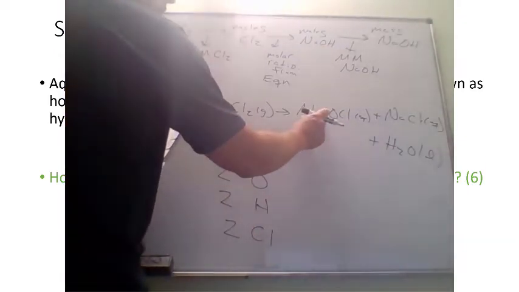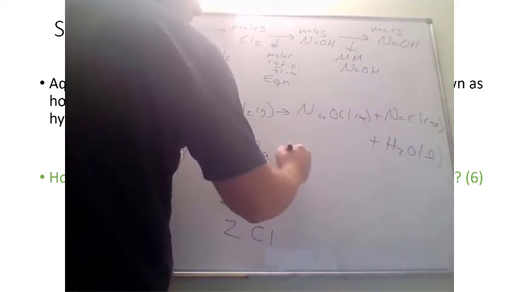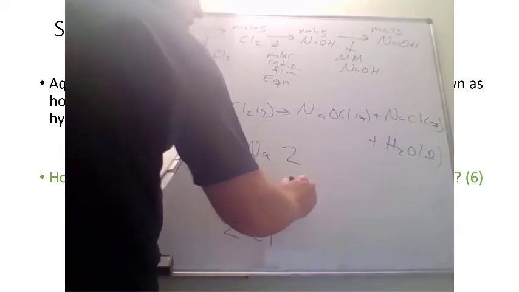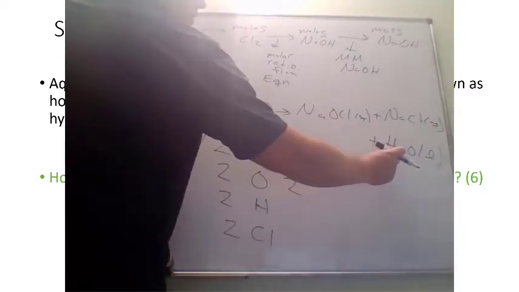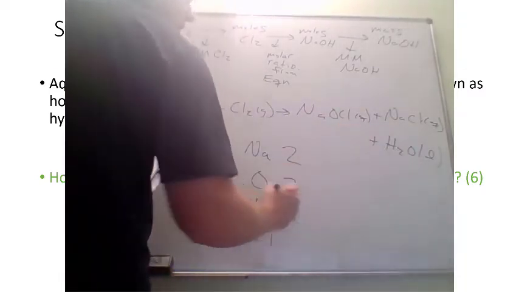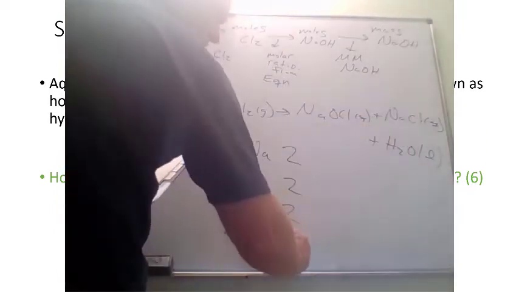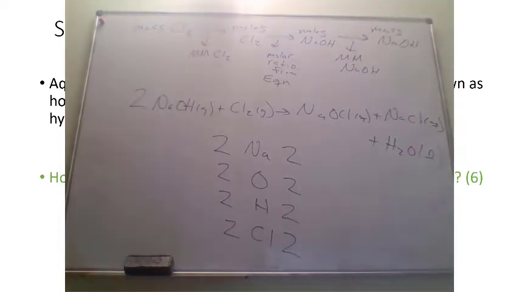Sodium, we have 1 sodium here, 1 sodium there, that gives us 2. Oxygen, we have 1 oxygen here, 1 oxygen there, gives us 2. Hydrogen, the only 2 hydrogens are in water, so we have 2 there. And then chlorine, 1 chlorine here, 1 chlorine there, gives us 2. So yes, we are dealing with a balanced equation. So we are free to move forward.